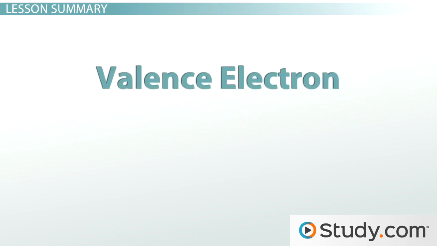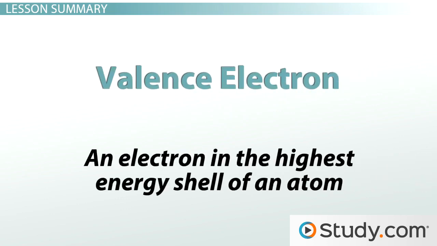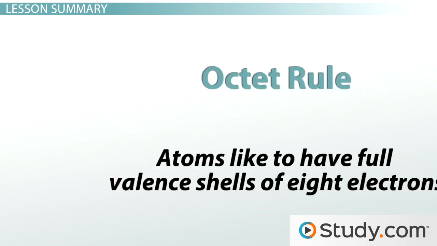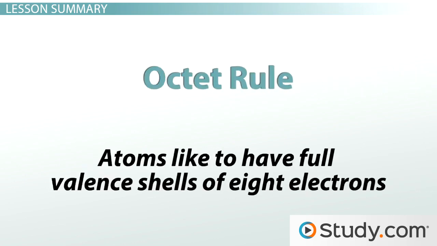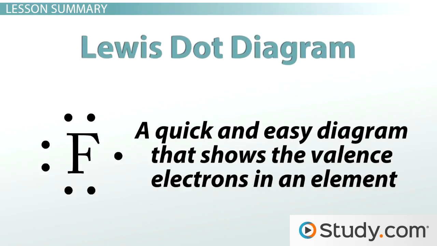So to review, a valence electron is an electron in the highest energy shell of an atom, and the octet rule says that atoms like to have full valence shells of 8 electrons. A Lewis dot diagram shows the valence electrons in an atom by representing them as dots arranged in pairs around the letter abbreviation for the element.